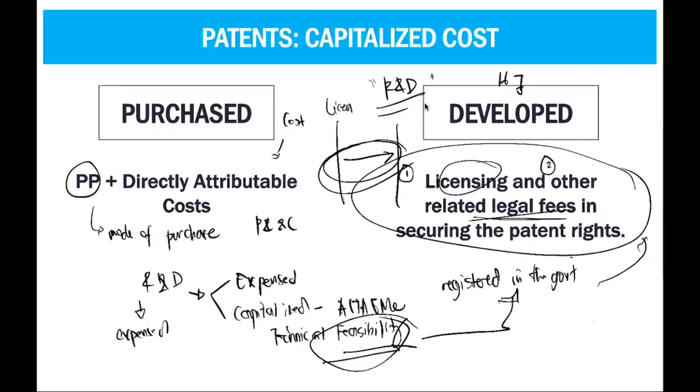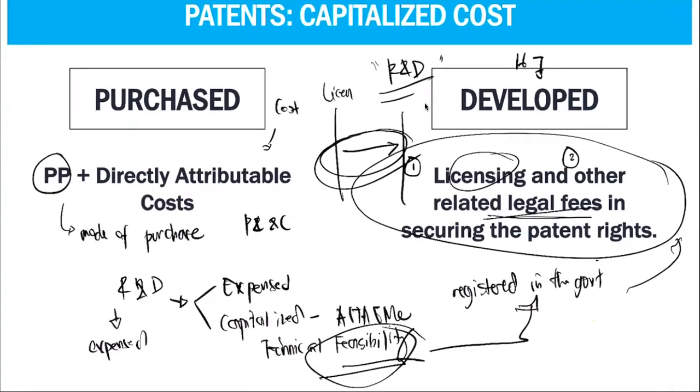Sir, why? After licensing and legal fees, normally you will not already develop the patent. The licensing and the legal fees are the end process under the development of your intangible assets. So in short, you just need to finish the invention first, developing it until such time you register it with the intellectual property office. Okay? So here, take note, what are the inclusions as to your R&D patents: licensing and related legal fees.